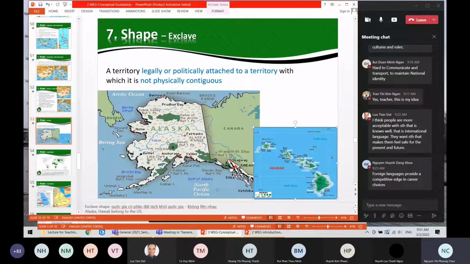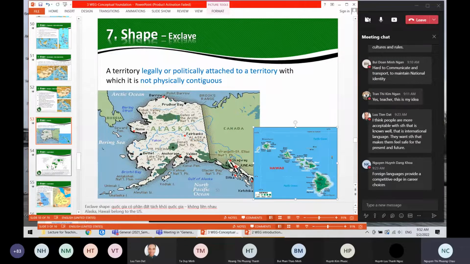But it is a special case like Alaska. Alaska belongs to the United States. The United States is the motherland, but Alaska is not geographically connected to the motherland. Alaska is connected to Canada, but Alaska does not belong to Canada, it belongs to the USA. So this is exclave. It's like an extra part of the motherland. Hawaii is the same. It's called exclave.